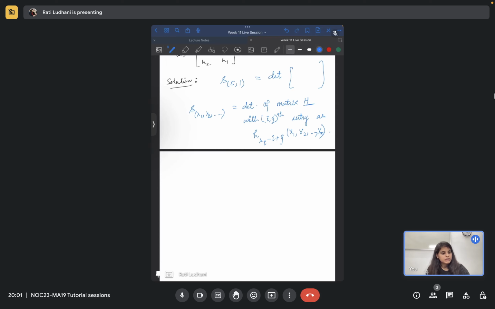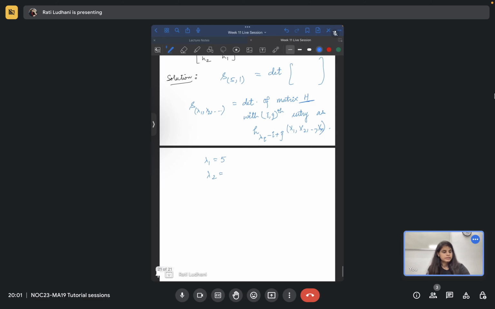So let's see in our case, λ1 is given to be what? λ1 is 5 and λ2 is 1. Okay, so λ1 is 5 and λ2 is 1. Now what we need to do is find the determinant of the matrix h.